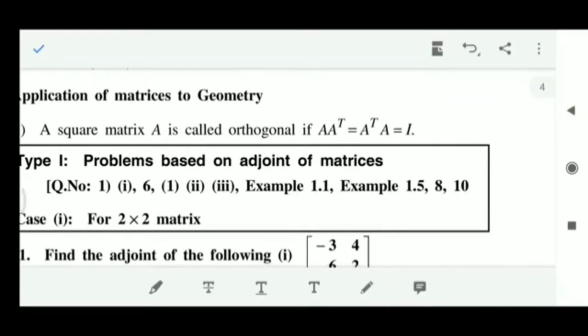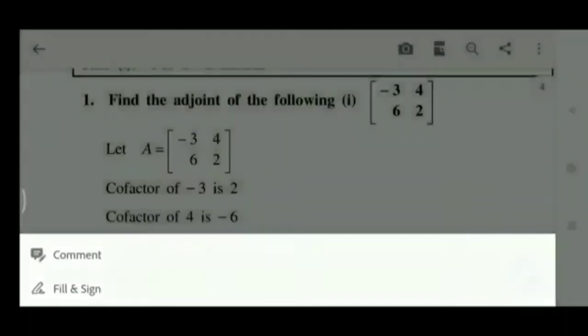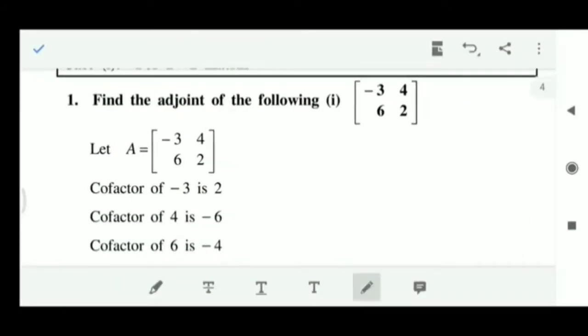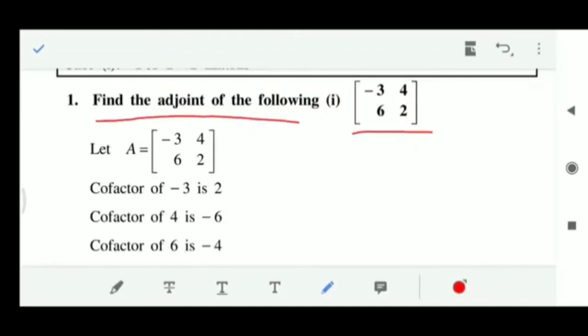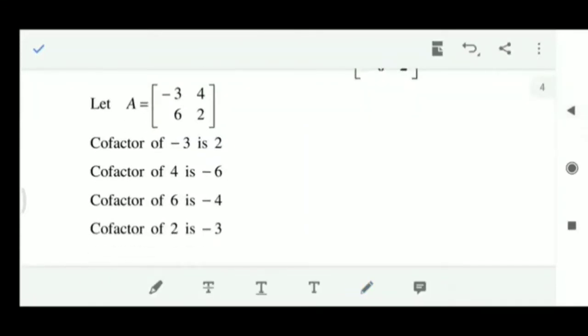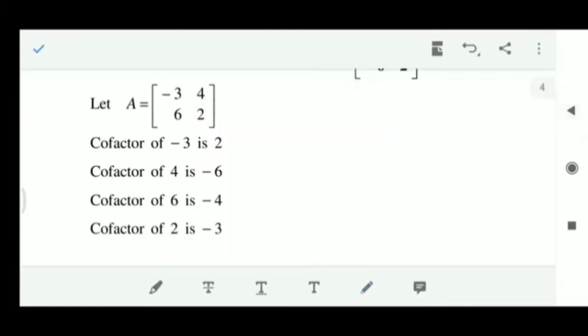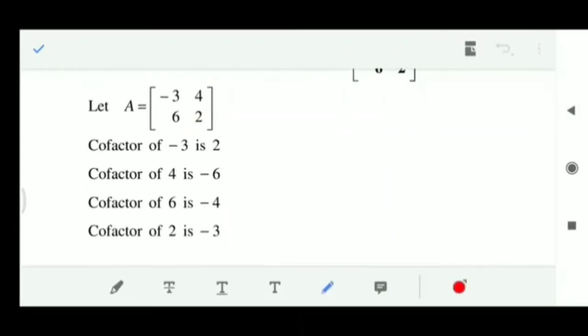Next you will see one sum to find the adjoint of a 2 by 2 matrix. Here the matrix A is minus 3, 4, 6 and 2. For that you have to find the cofactors. The cofactor of minus 3 is plus 2, the cofactor of 4 is minus 6, the cofactor of 6 is minus 4, and the cofactor of 2 is minus 3. Using these cofactors you can find the adjoint. To find the adjoint you have to transpose the cofactor matrix.